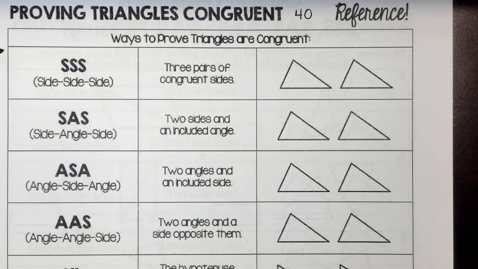And these 5 different ways are just saying this is the information you would need to know on each triangle to know that they were congruent. So the first way to prove triangles congruent is called side-side-side congruency, or we call it SSS. This means that on both of your triangles, they're showing you that all 3 sides are congruent to each other.